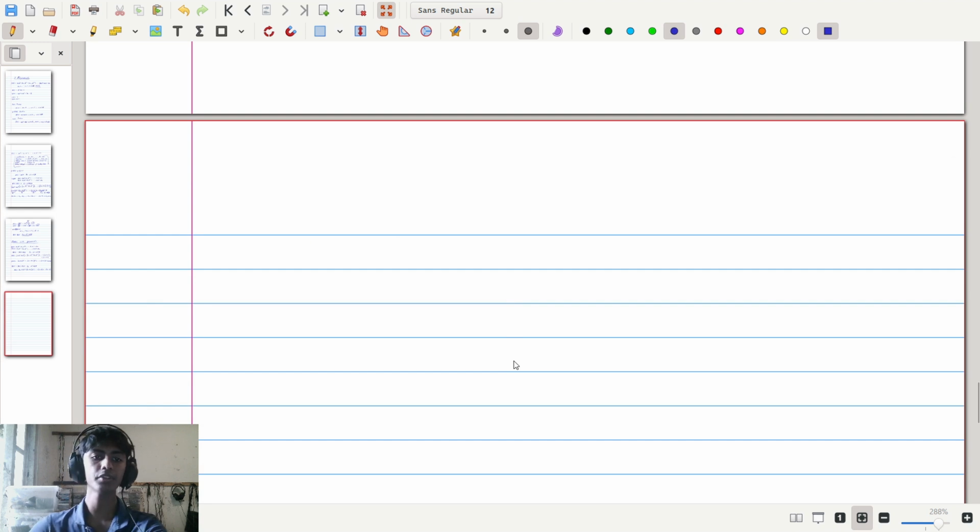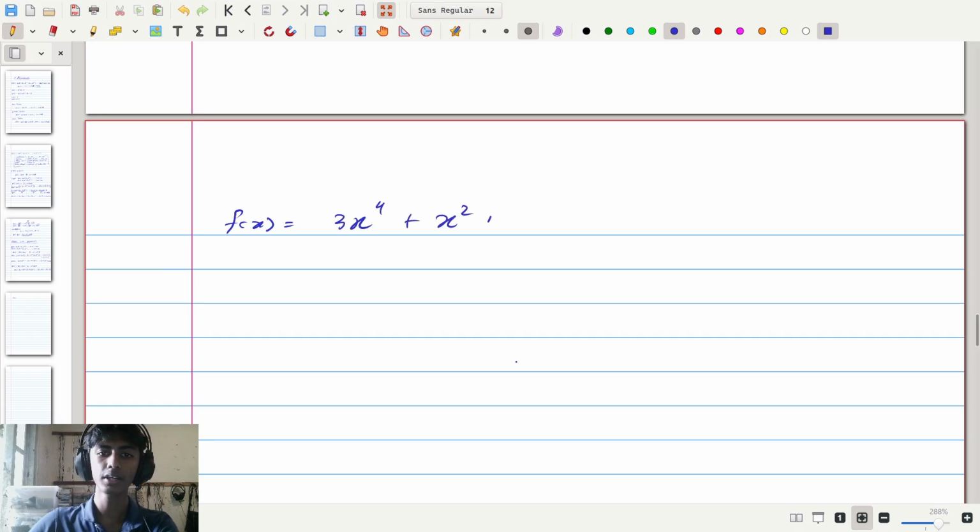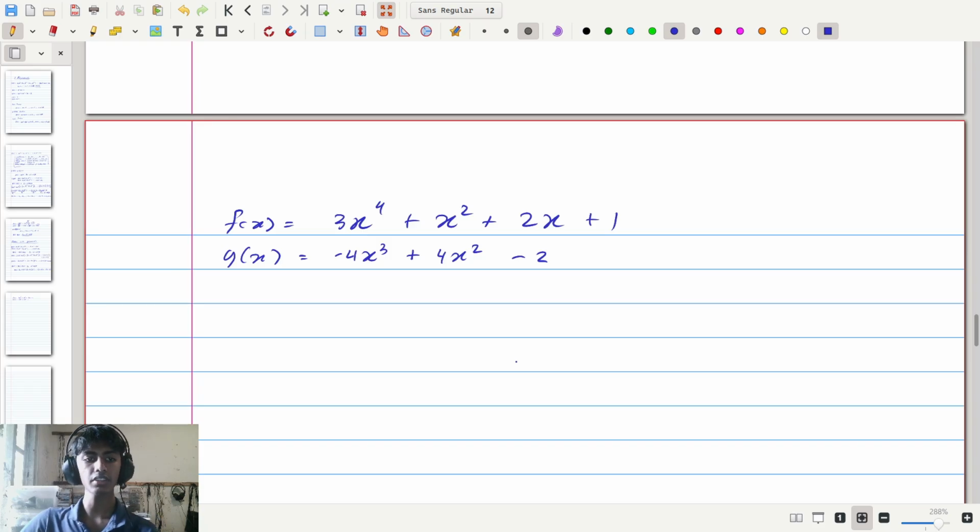If we quickly do some examples of this, suppose that f(x) equals 3x^4 plus x^2 plus 2x plus 1, and suppose that g(x) is equal to, let's say, negative 4x^3 plus 4x^2 minus 2. In this case, if we consider f(x) plus g(x), this is simply considering the x to the 4th powers. The first one has a coefficient of 3, the second one has a coefficient of 0, because notice there's no actual x to the 4th power here, which means it has a coefficient of 0.